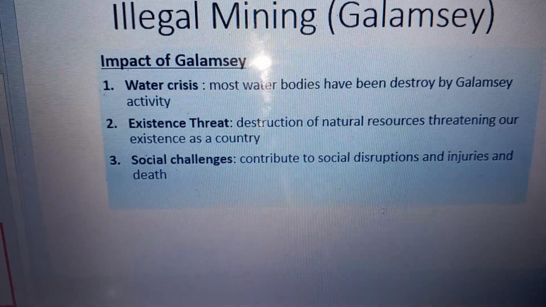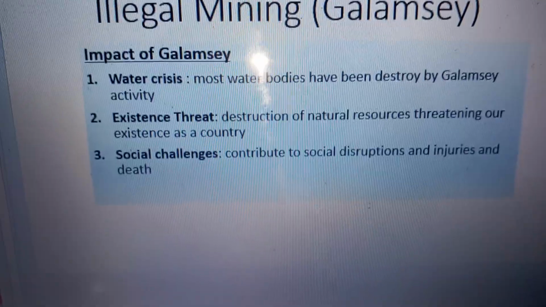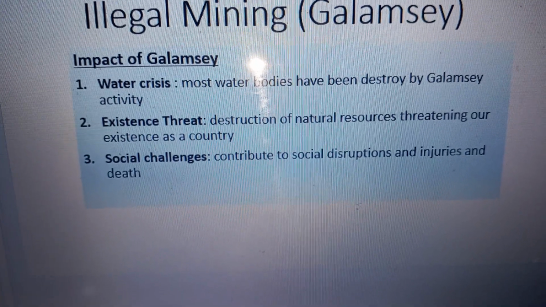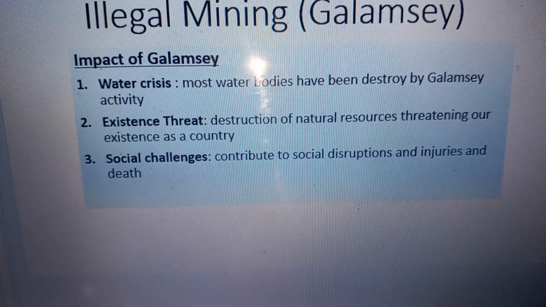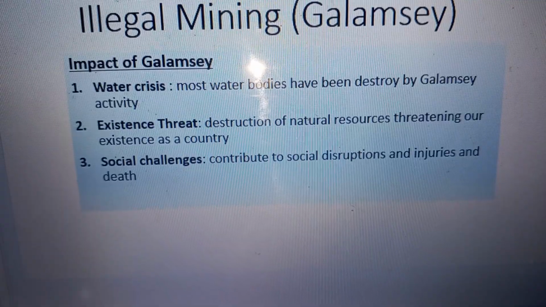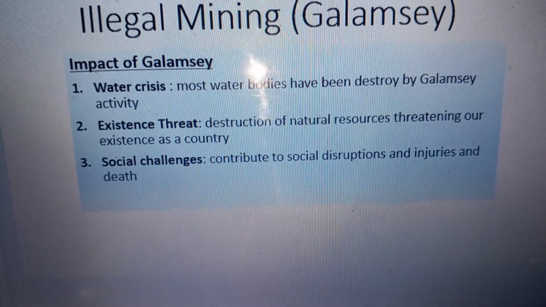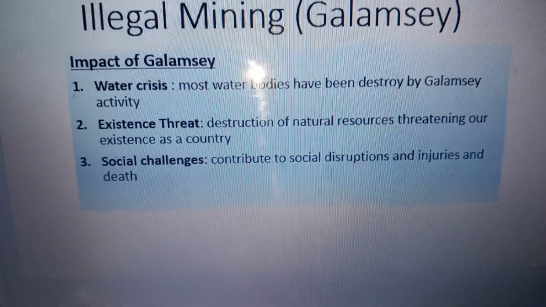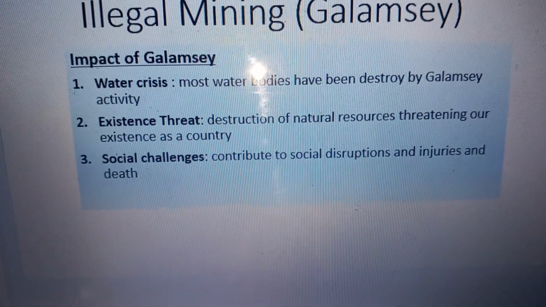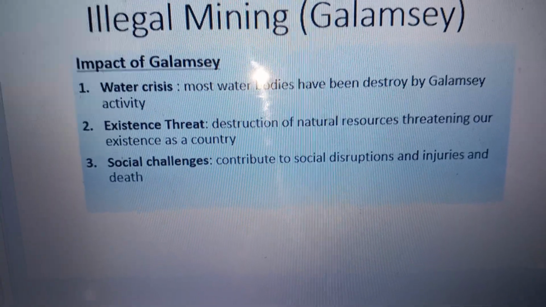The impact of galamsey is that we have a water crisis now. It is difficult to get water to even drink in Ghana. Most of the water bodies are being contaminated by mercury, and they have been destroyed. The water bodies that we formerly used to drink from have become what they call tea, because of how we mix the water bodies with mud and filth from the galamsey sites.